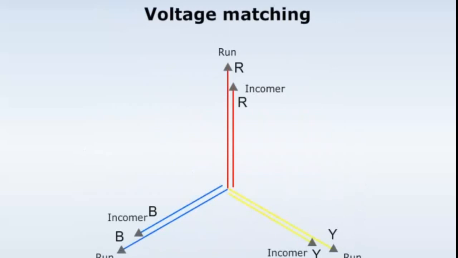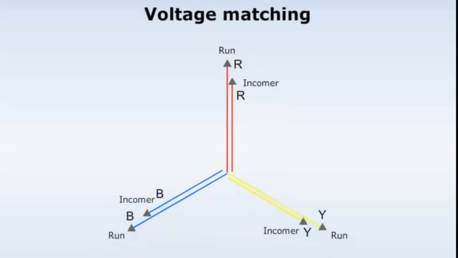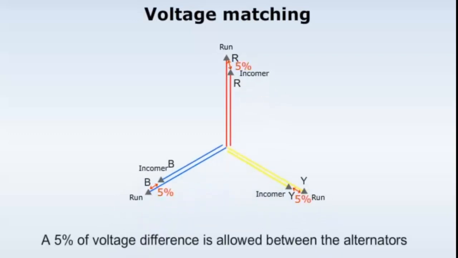The second condition is that the voltage of the incoming alternator should be matched with the voltage of the running alternator for a proper synchronization. A 5% voltage difference is allowed between the alternators.